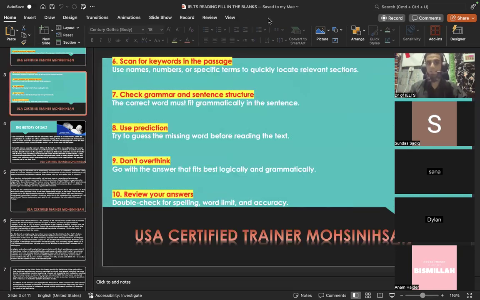Next, we see scan the keywords in the passage. When we scan the question words, like this is my question, these are my questions on the right side, and the other side is my passage. On both sides, we have to highlight the keywords, right? Numbers, proper names, specific terms, like it is called, it is known, it is this, right? Quickly locate the relevant section. Now I will highlight and you will realize it, and I will also ask you what the keyword is.